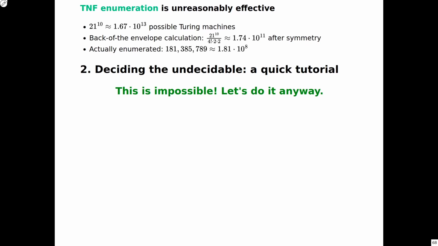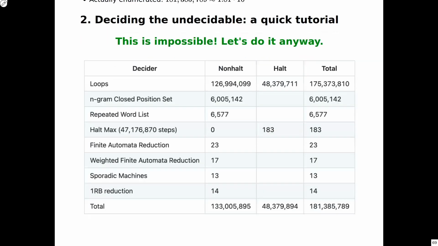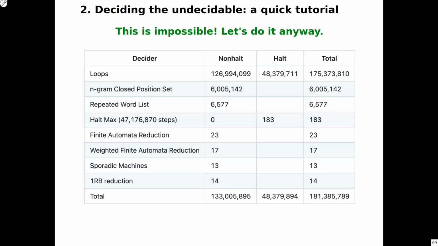So let's do part 2. We have all these machines. How do we even attempt to solve the halting problem? This is in general impossible to solve by definition. So the strategy here is that we want programs that are good at one specific thing, and solve a big fraction of the remaining machines, so that we don't have to write that many deciders.